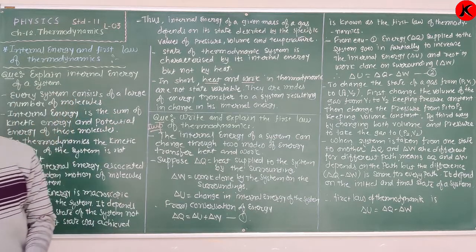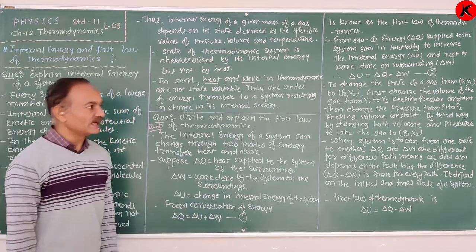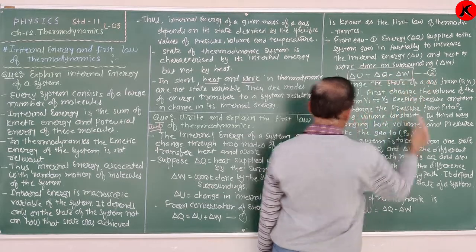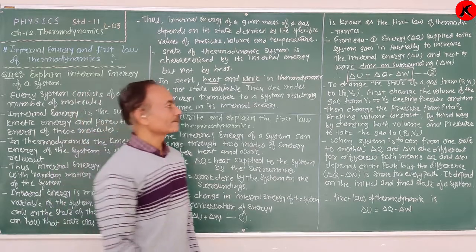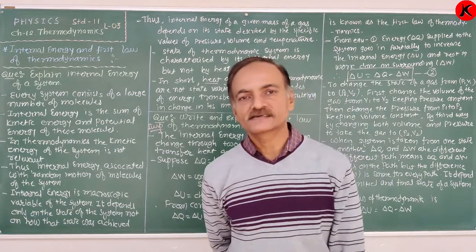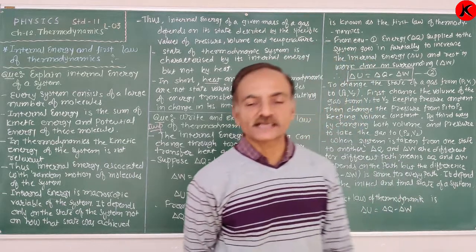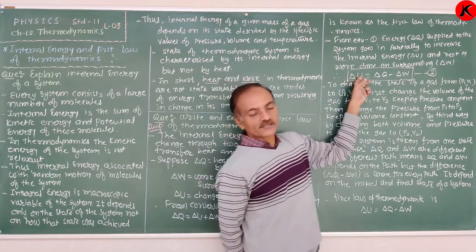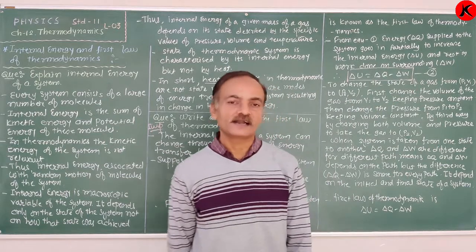What is the meaning of this equation? Initially, we discussed that the internal energy represents the state of the system. As the state of the system changes, the internal energy of the system also changes. So here, the change in internal energy is equal to delta Q minus delta W.